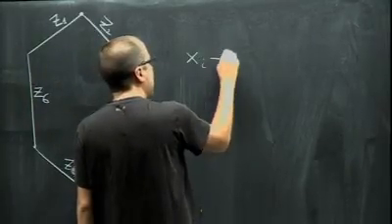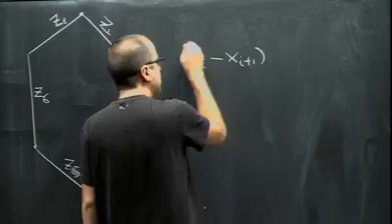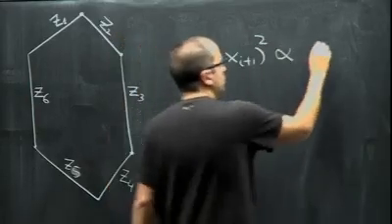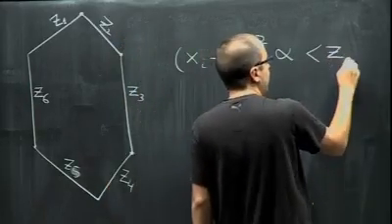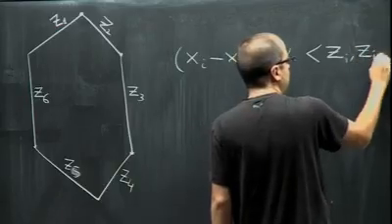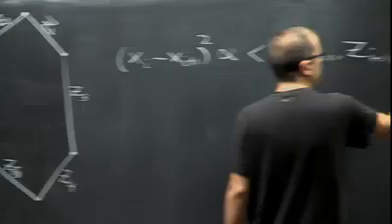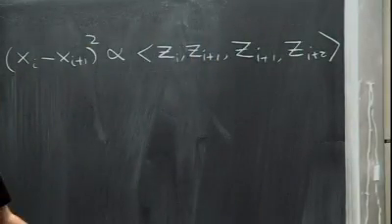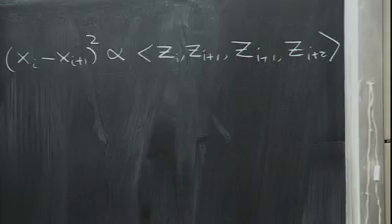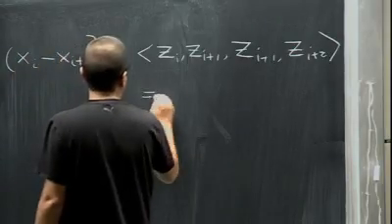When I have xi minus xi plus 1 square, this is proportional to a determinant where I have zi plus 1, and then zi plus 1, zi plus 2. But it's a determinant where two columns are the same, so this is immediately 0. Right? I just have epsilon dotted with two vectors that are the same. So this is automatically 0.